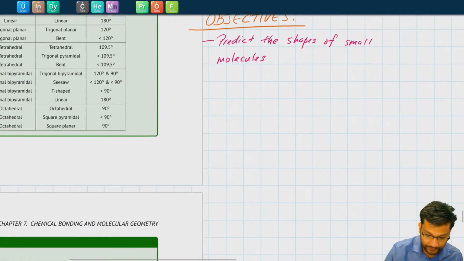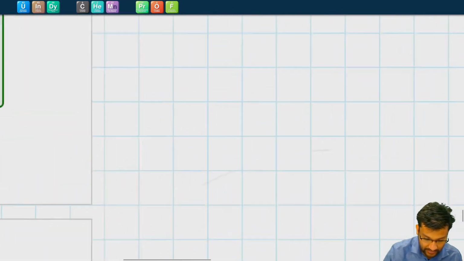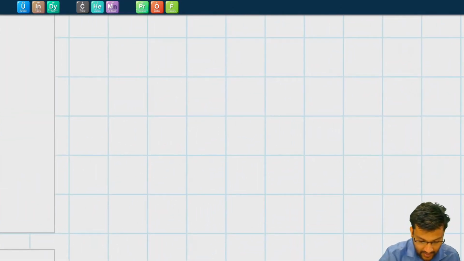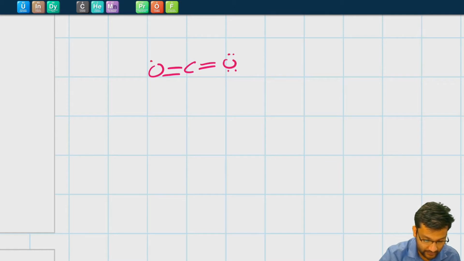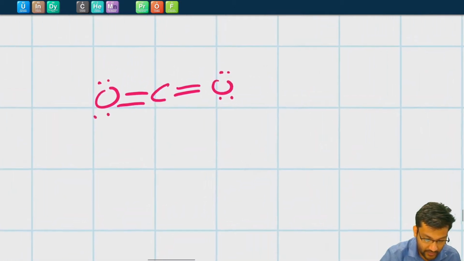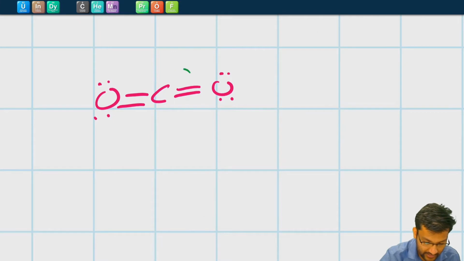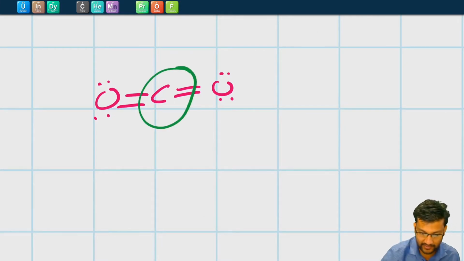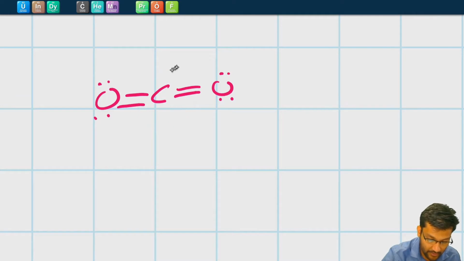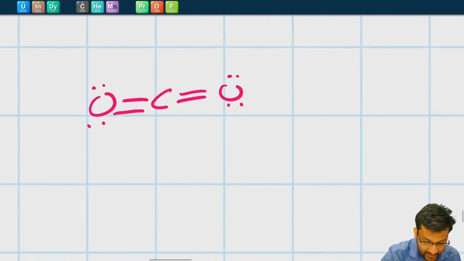For example, let's start with a simple molecule of carbon dioxide, right? We know carbon dioxide forms double bonds, right? And then there's lone pairs over here. Whenever we're looking at the geometry of the molecule, we look at this central atom here that connects the other atoms in this molecule, and we try to look at how many different groups of electrons there are around this atom. And here we see that there's 2 bonds here and 2 bonds here.